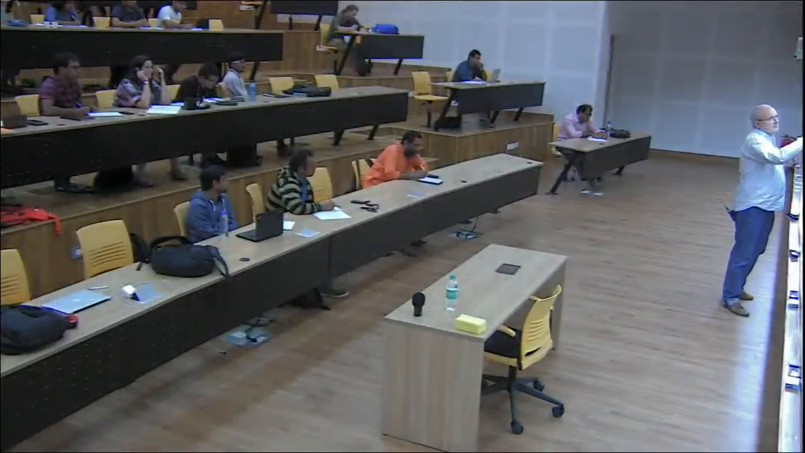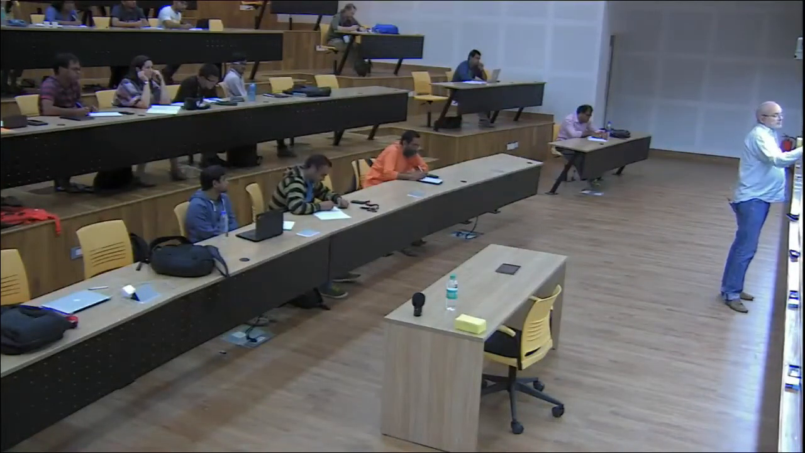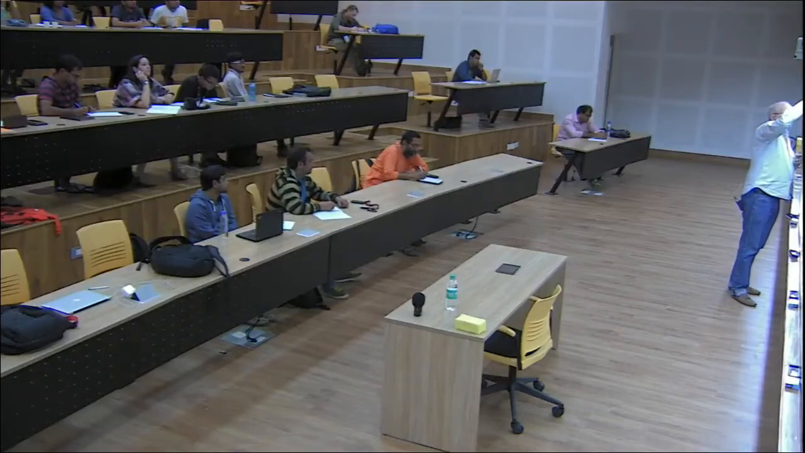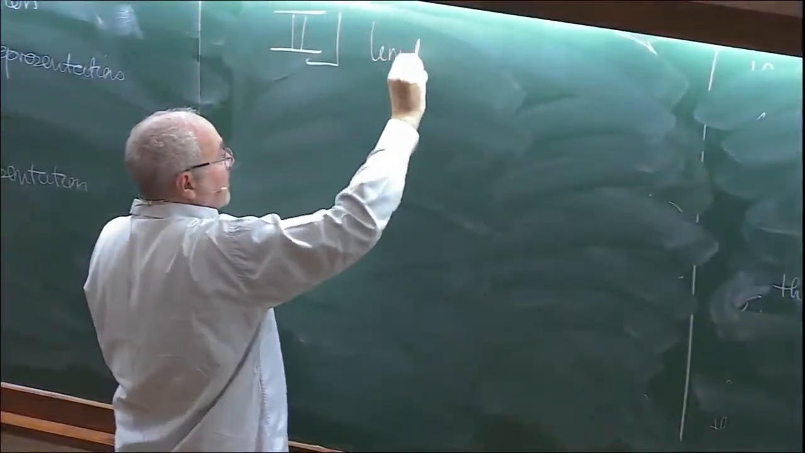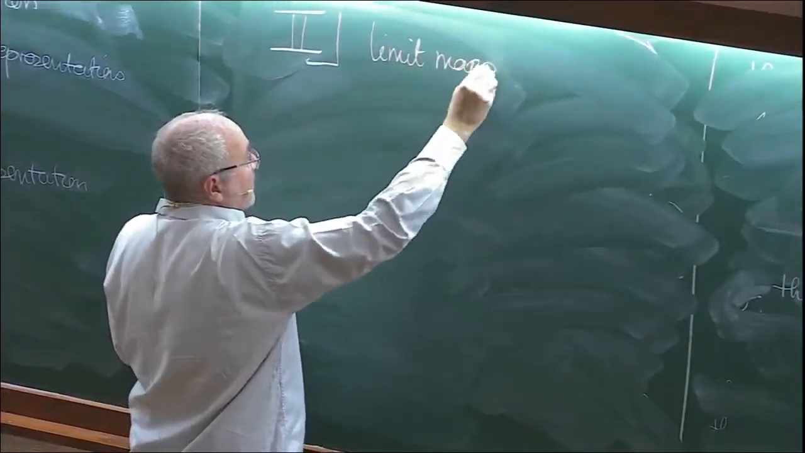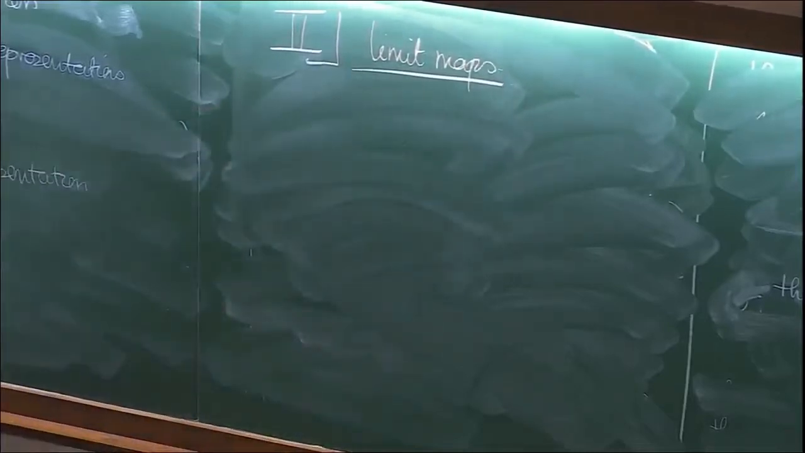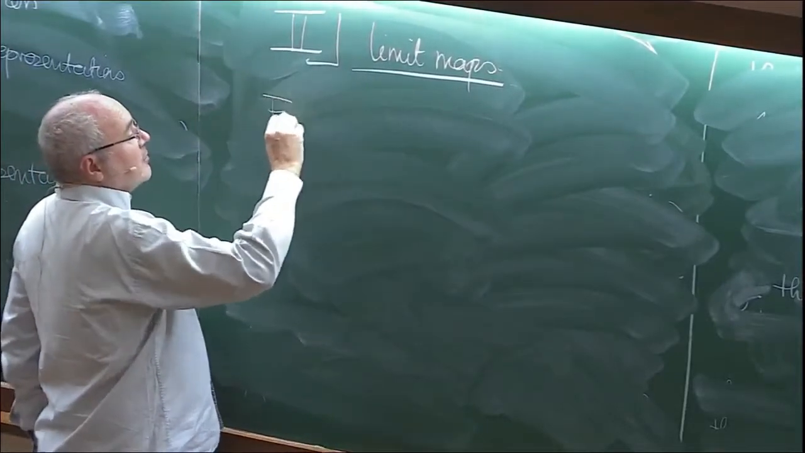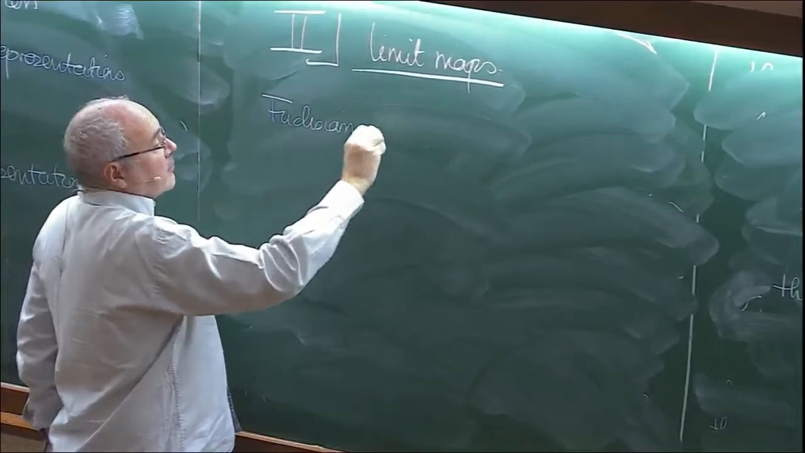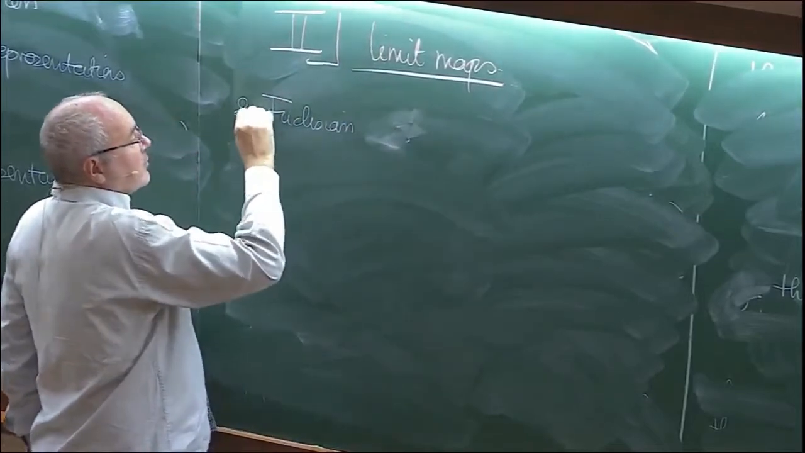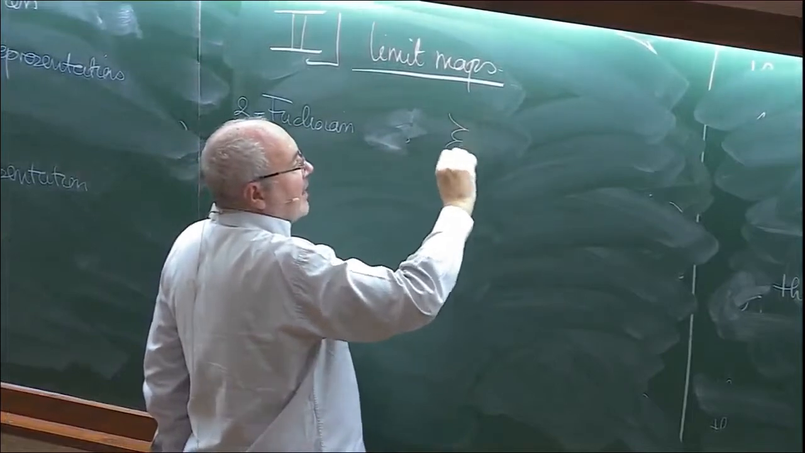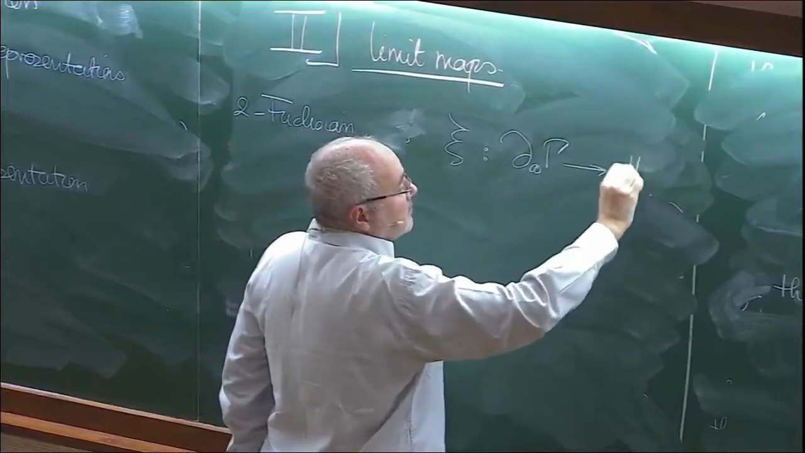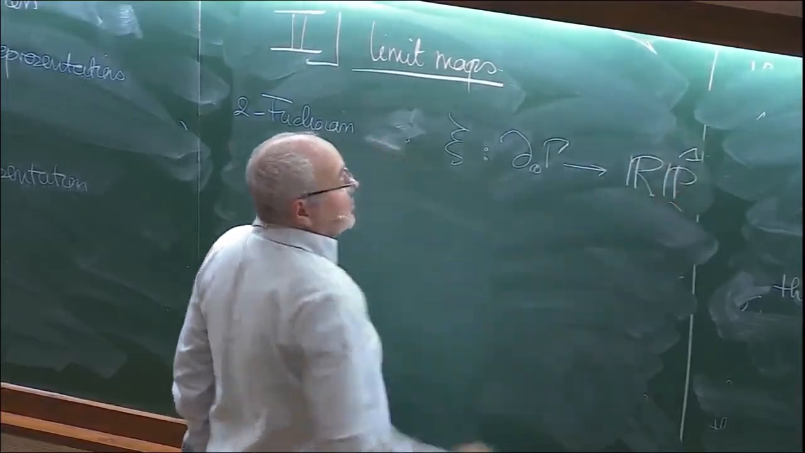So now I want to talk about limit maps. So let's start with an example. For Fuchsian representations, so in SL2 now, so let's say two Fuchsian representations. Then you have this limit map, Xi, which is a map from the boundary at infinity of gamma to RP1.